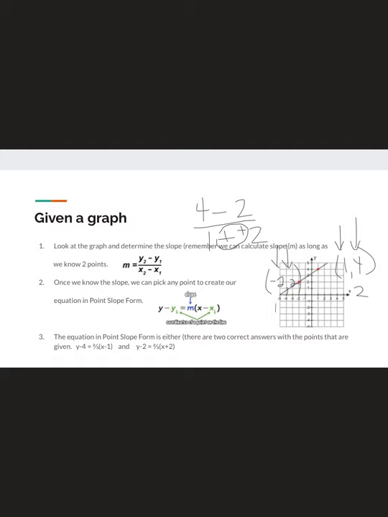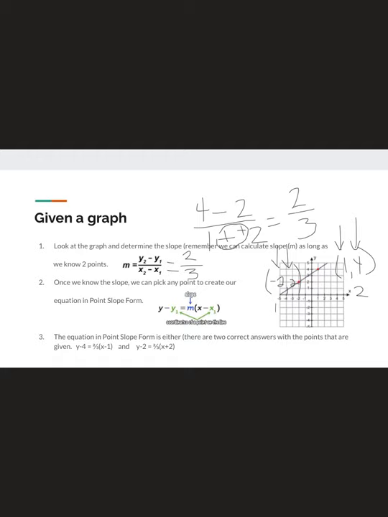So we've got 4 minus 2 on our numerator, which gives me 2, and 1 plus 2, which gives me 3 for my denominator. So here, our slope is 2 over 3. So that takes care of the first step. We know m, which is the slope.